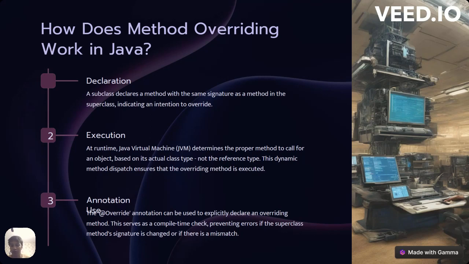Last, annotation use. The @Override annotation can be explicitly used to declare an overriding method. This serves as a compile time check, preventing errors if the superclass signature is changed or there is a mismatch.